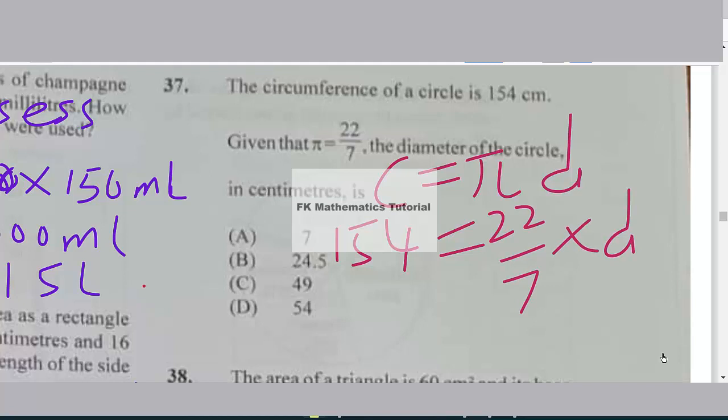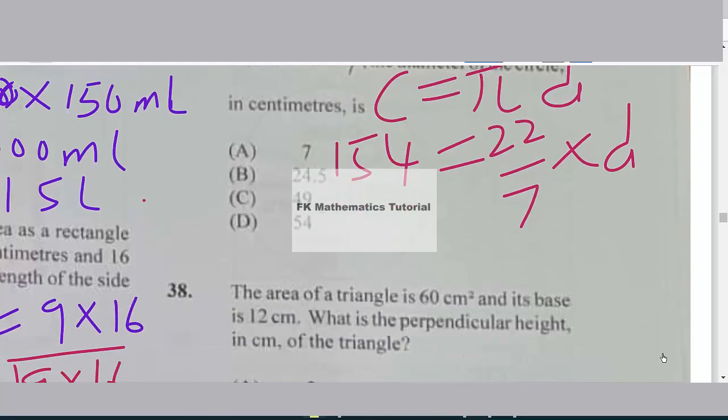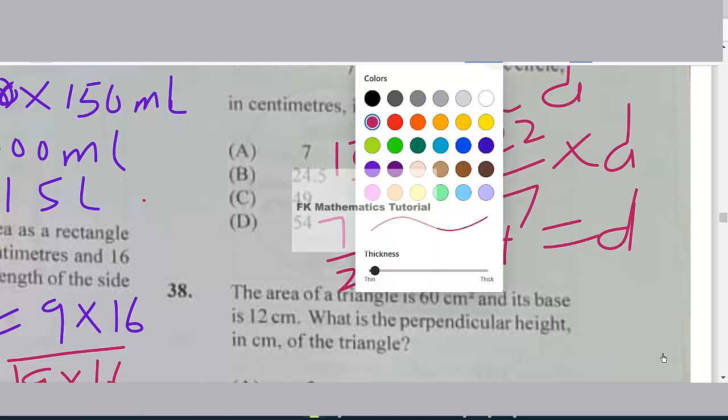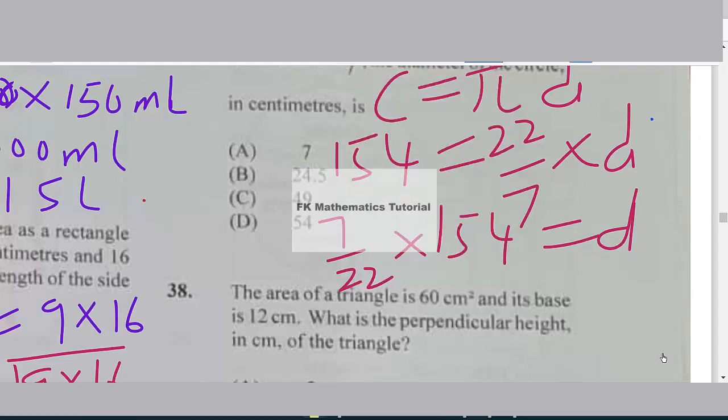So we can multiply both sides by 7 over 22, so that we'll get the diameter on its own. 7 over 22 times 22 over 7 will be 1. Now 22 will go into 154 7 times. So 7 times 7 is 49. So the diameter is 49 centimeters.